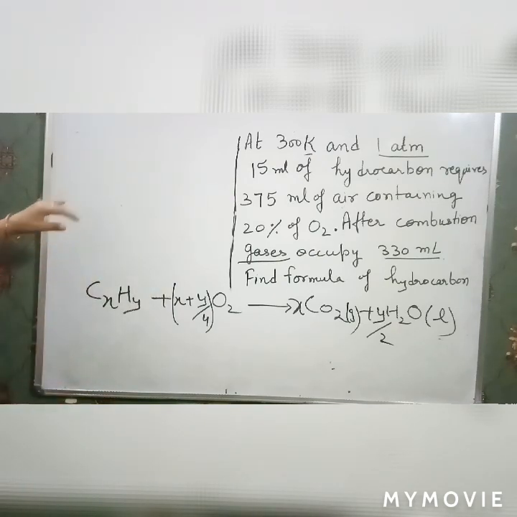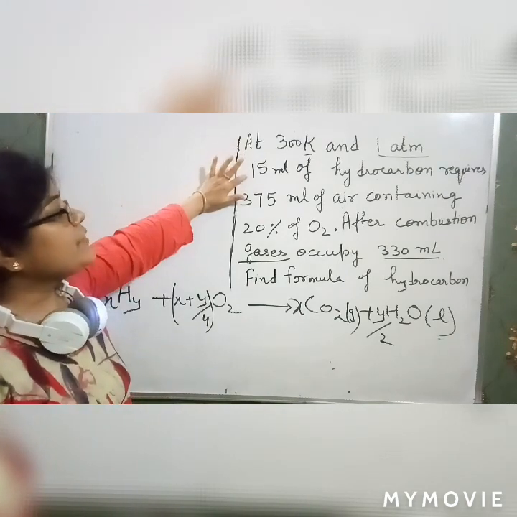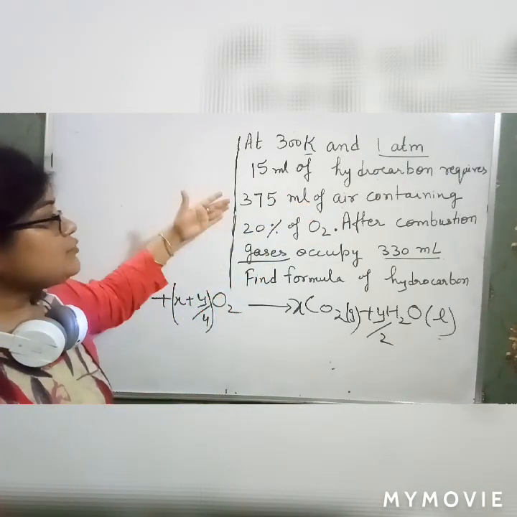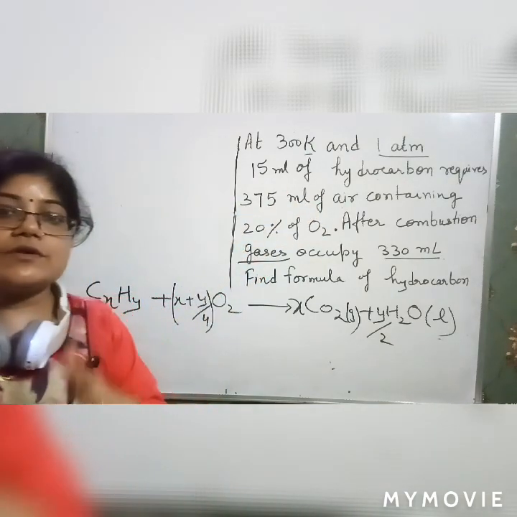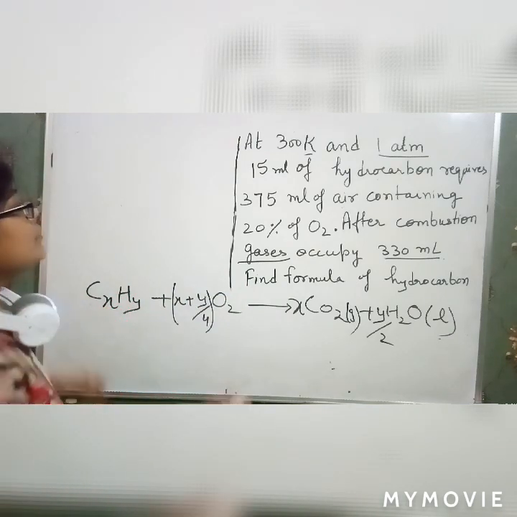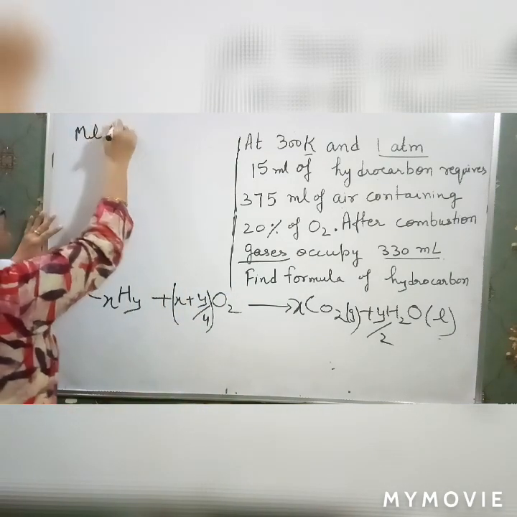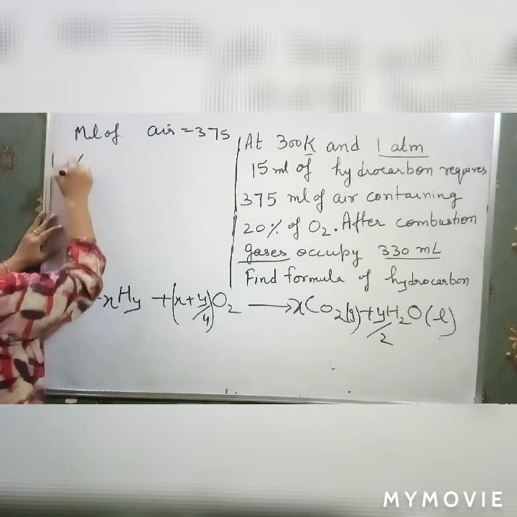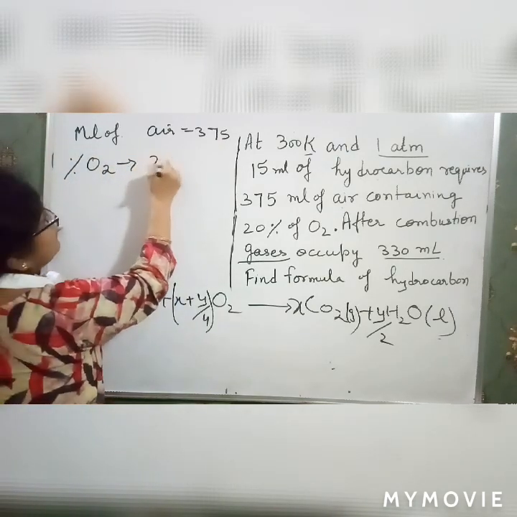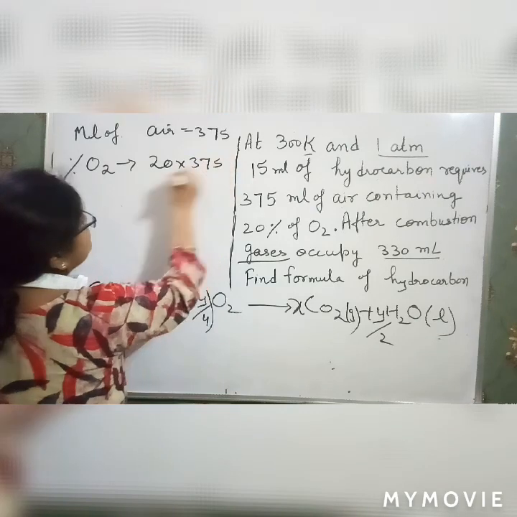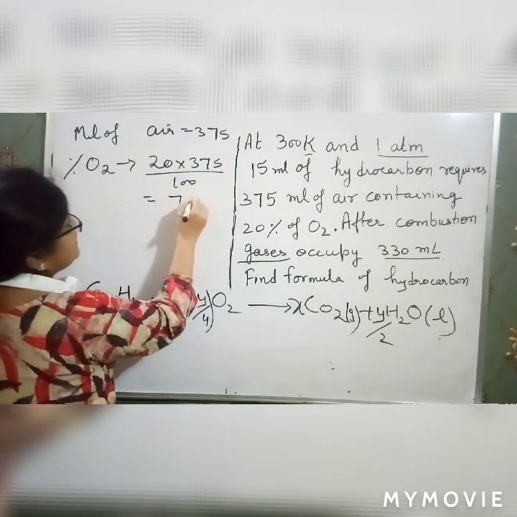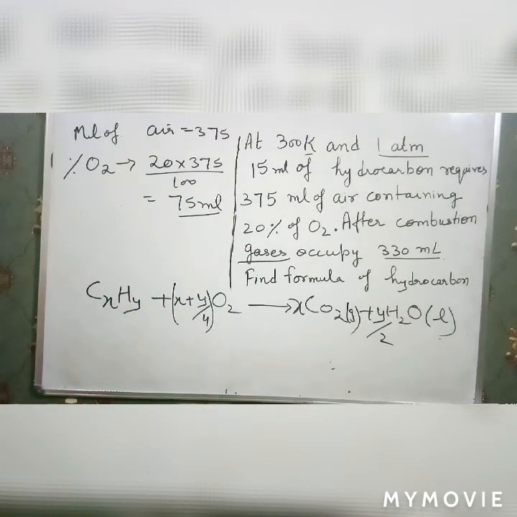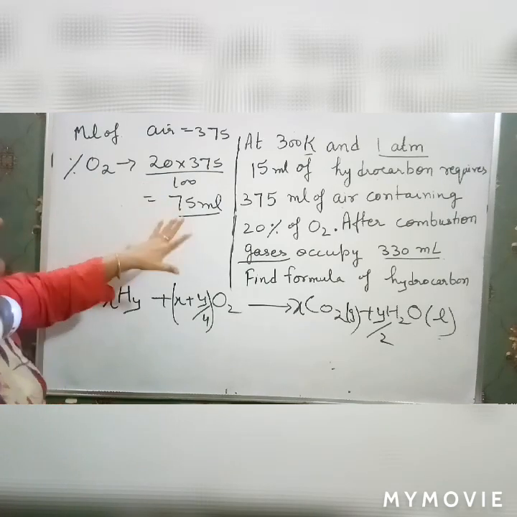Now it is given that for burning 15 ml of hydrocarbon, we require 375 ml of air, in which 20% is oxygen. So in the air we have oxygen and some more gases. So total ml of air is 375. Okay. So the percentage of oxygen present in that is 20% of 375. Okay. So when we solve it, we get 75 ml of oxygen. Clear? Now, in this case, we have 75 ml of oxygen.